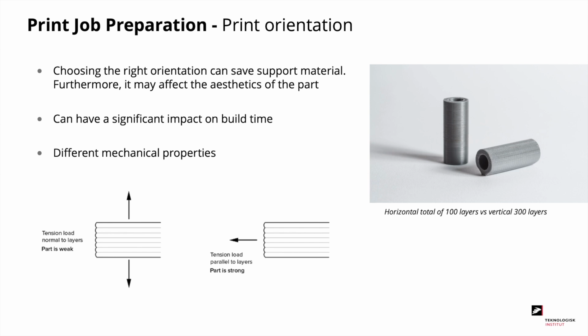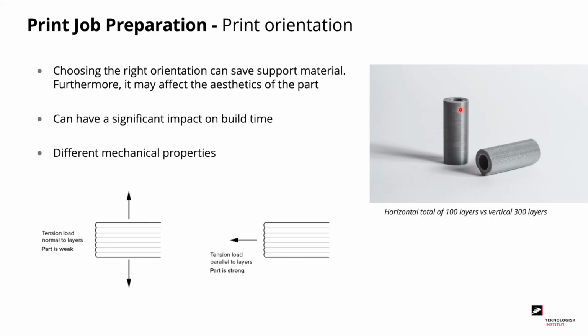Next up is the print orientation. We have to choose the right orientation of the part to save support material. Furthermore, a good orientation will give you better aesthetics and quality of the part. Also, the orientation can have a significant impact on the build time. If we look at the example here, the horizontal part has around 100 layers and the vertical part has 300 layers, meaning that it will take 3 times as long to print.